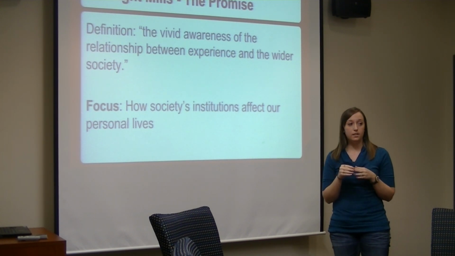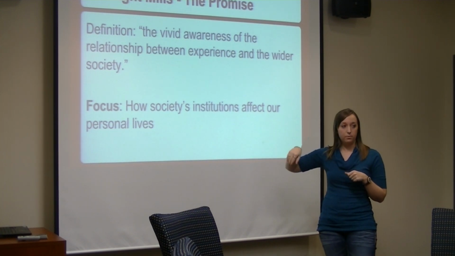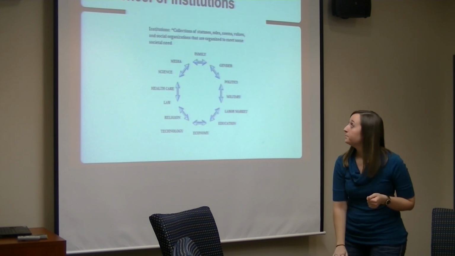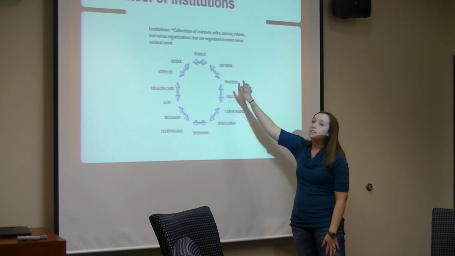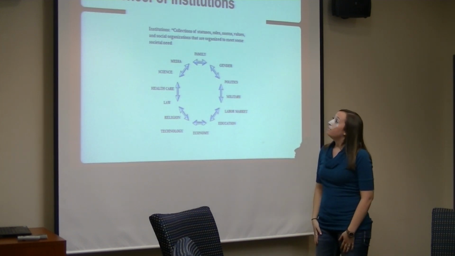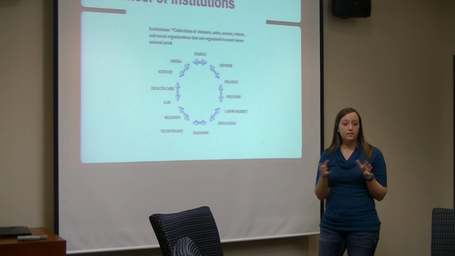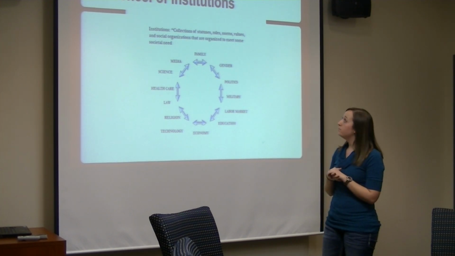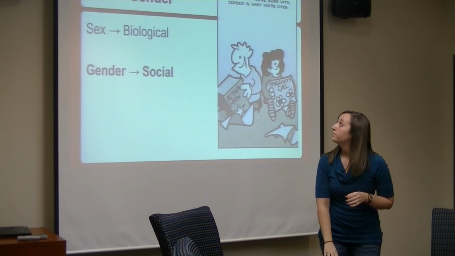And since we're focusing on gender, gender is going to be the institution for which I'll show you examples of how this does affect our lives. So here we have the wheel of institutions, and you can see that gender is just one of the many. But for now, just understand that an institution is a collection of values that meet some societal need. But we really just want to look at how it affects our lives. That's the key point here.